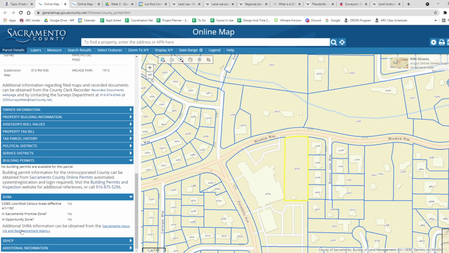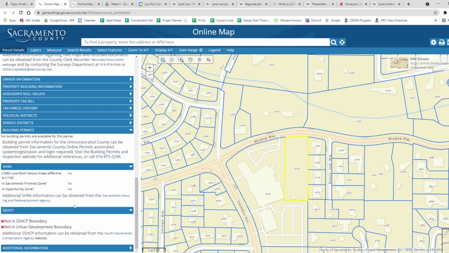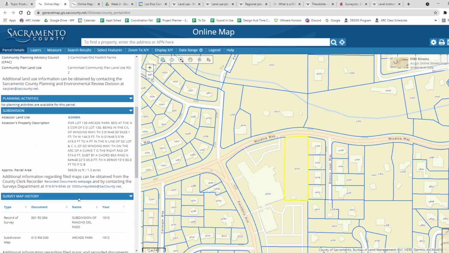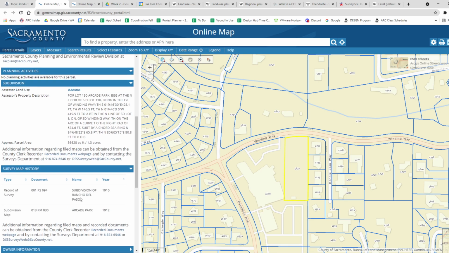This is the Housing and Redevelopment Agency. Ooh, Sacramento Housing and Redevelopment Agency. That's important information if you're trying to figure out some stuff. Okay. South Sacramento Conservation Agency. So these are all things that go into making sure that your plans are in accord with the current set of planning. So I just want you to go pick a spot.